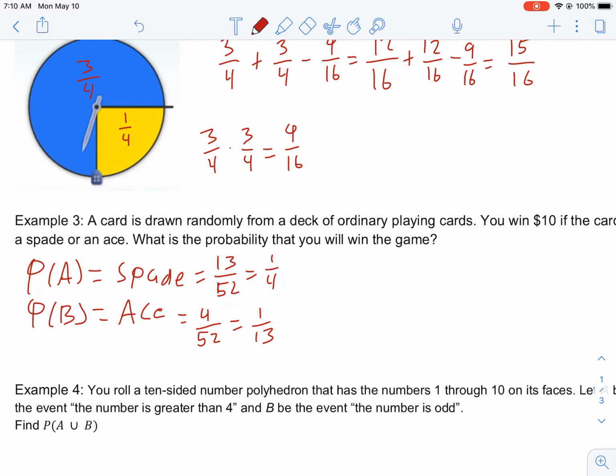So if we want to find the probability that we get a spade or an ace, we have to do 1/4 plus 1/13. Now, this is the part where we have to subtract the probability of A and B, and we just want to think about, okay, well, what does that mean, probability of A and B, it being a spade and an ace? So that's the ace of spades, right? What is the probability that we draw the ace of spades? So that's 1 out of 52.